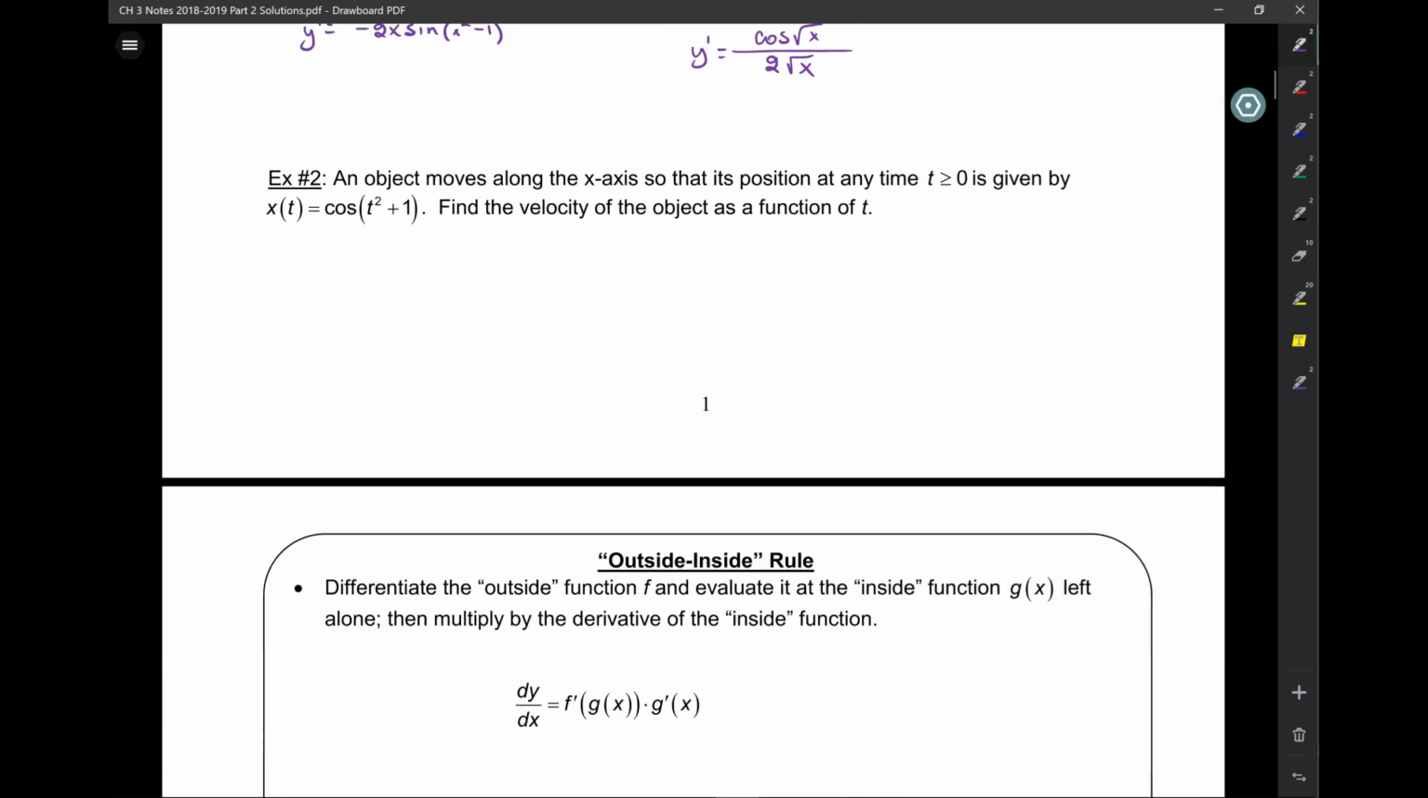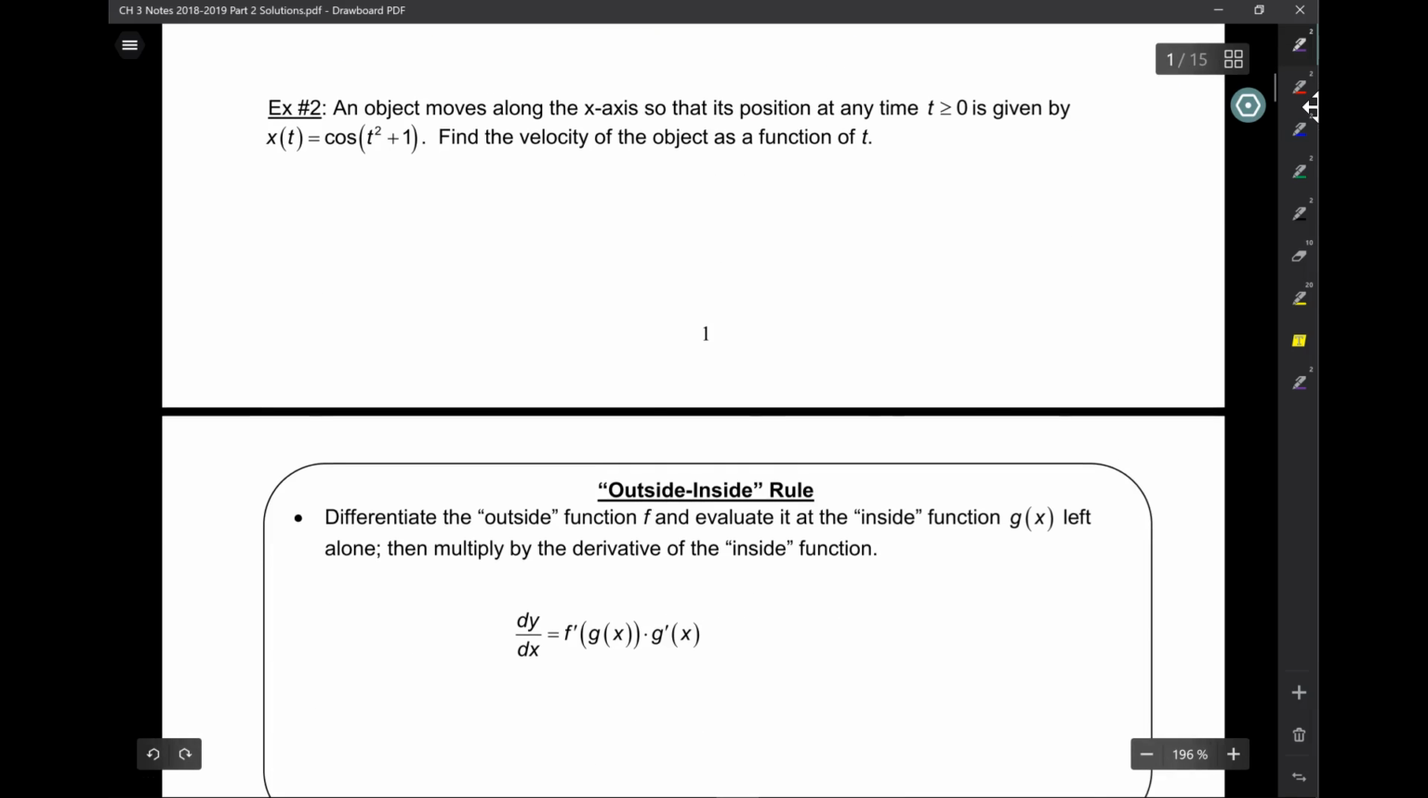So let's do this one. An object moves along the x-axis so that its position at any time t greater than or equal to 0 is given by that complicated looking function. All right? Find the velocity of the object as a function of t. Okay, what is it that I have? I have position. I need v of t, velocity. What's the relationship? Derivative.